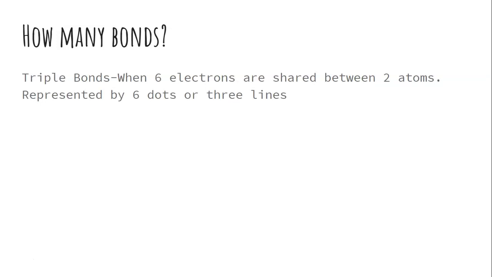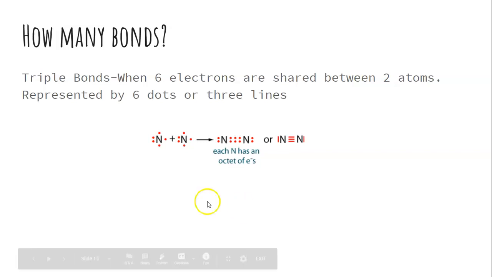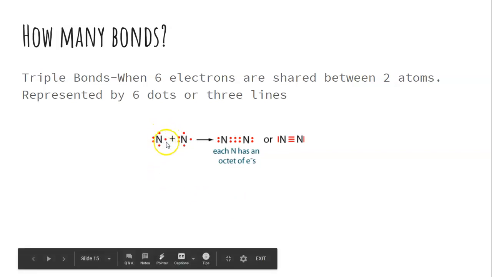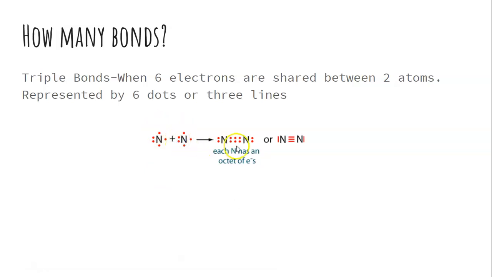Okay, a triple bond is when 6 electrons are shared between 2 atoms, again represented by 6 dots or 3 lines. Most notably you'll see this with nitrogen. It's the most obvious one with triple bonds. And so nitrogen, it needs 3 here, it needs 3 here, so they're going to share the 3 that they have that are open, and we have our 3 dots, or you would have your 3 lines in the middle.